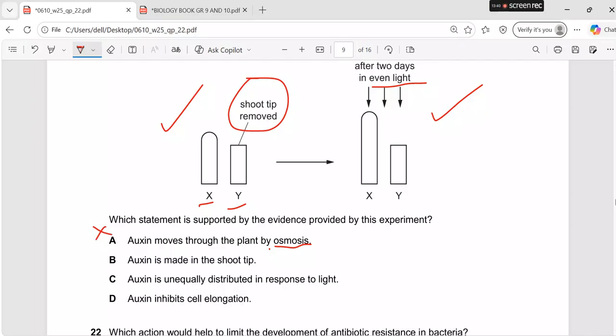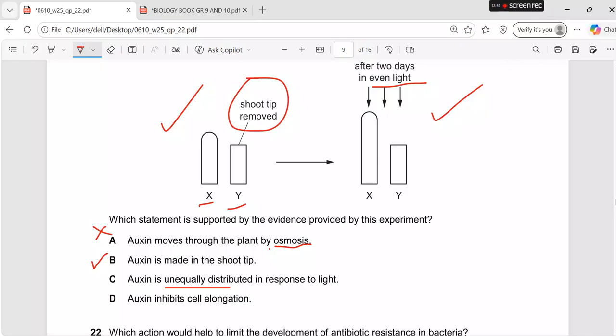B, oxygen is made in the shoot tip. Usually, we know that, yes. But still, C and D we need to rule out. Oxygen is unequally distributed in response to light. Unequally distributed. No, this cannot be the case.